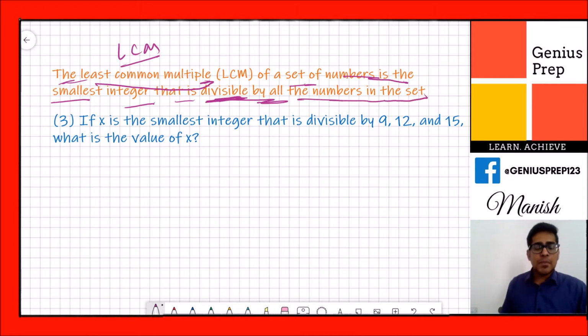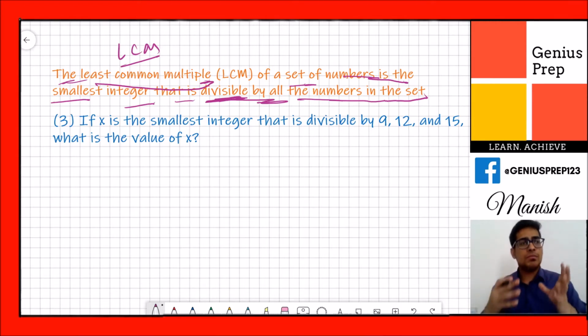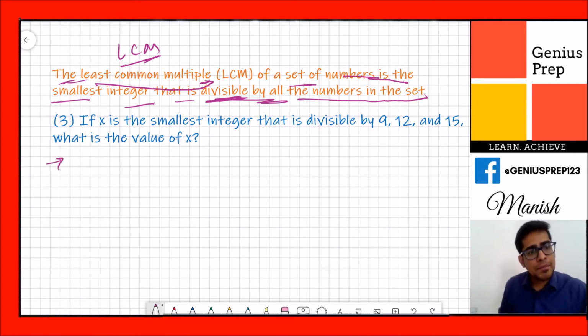What does this mean? If you have some numbers, you should find a number which is divisible by all of these numbers. So it is saying you have to find the minimum number, the common number, which is divisible by all of those numbers. Let's take an example, you will get a better idea.